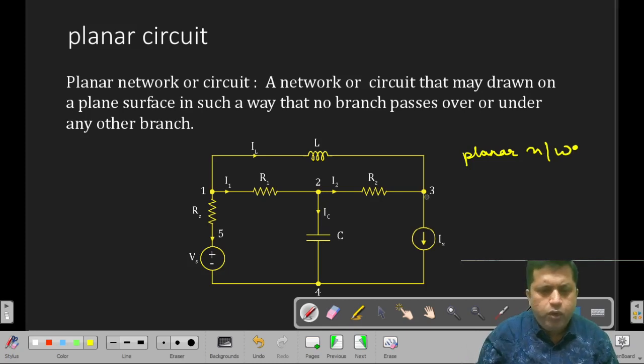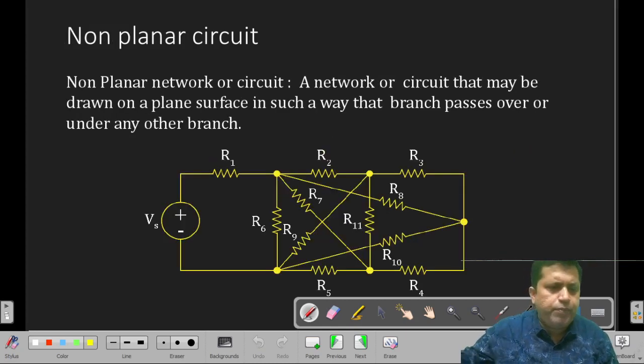Now let us move on to one such example. What is a non-planar circuit? A network or circuit that may be drawn on a plane surface in such a way that a branch passes over or under any other branch. So you can see this circuit.